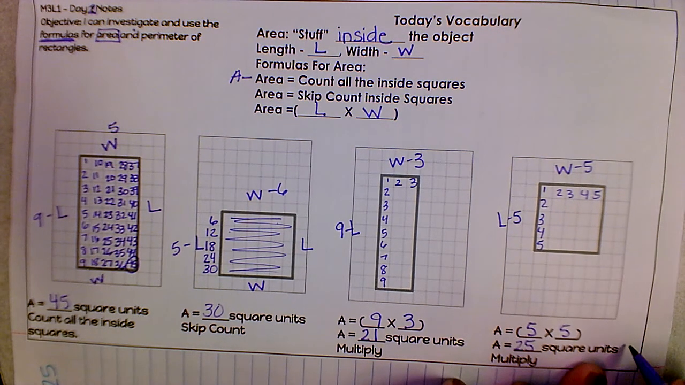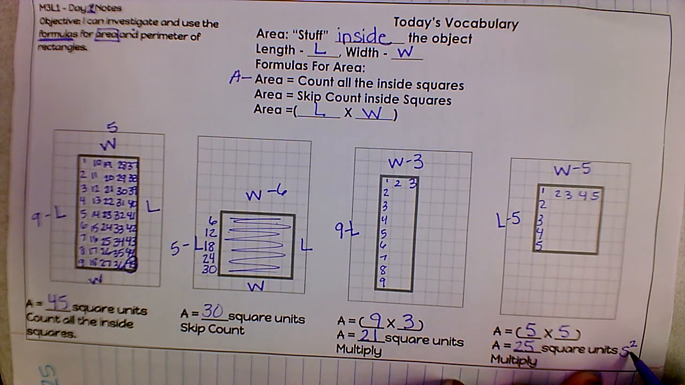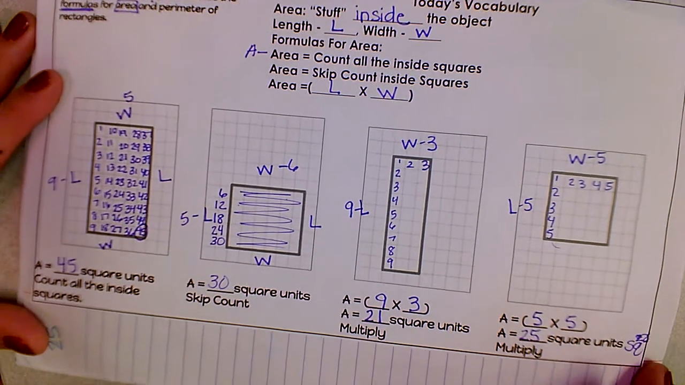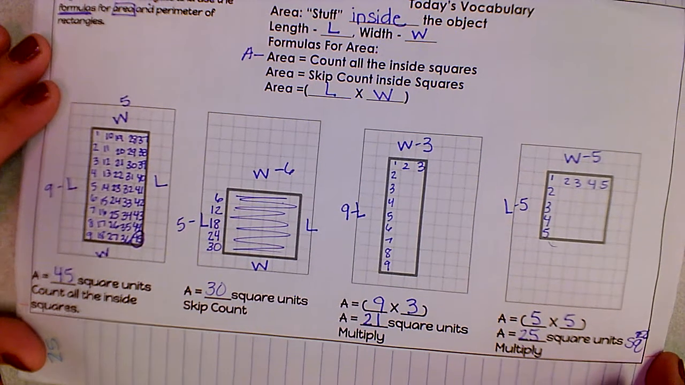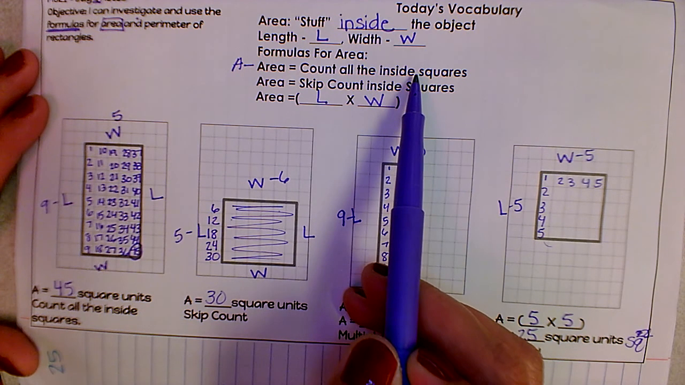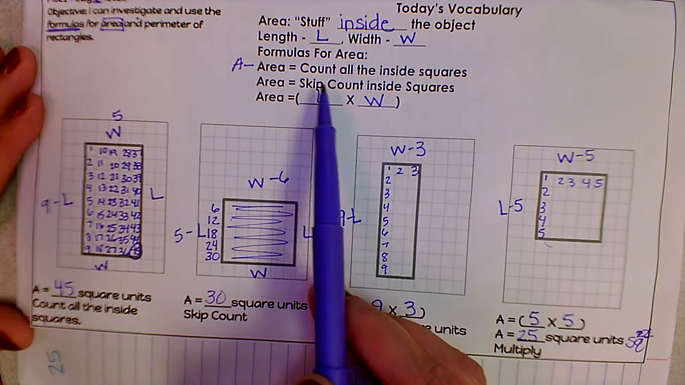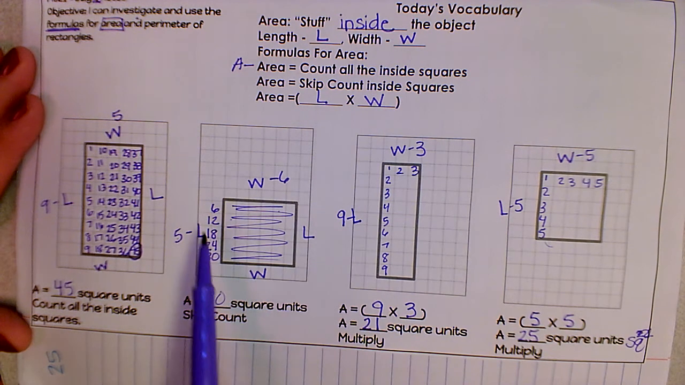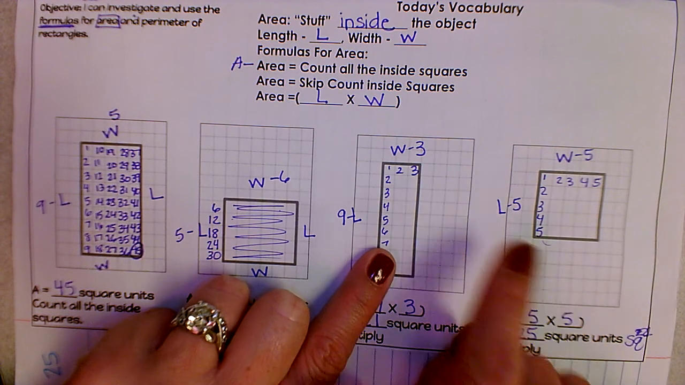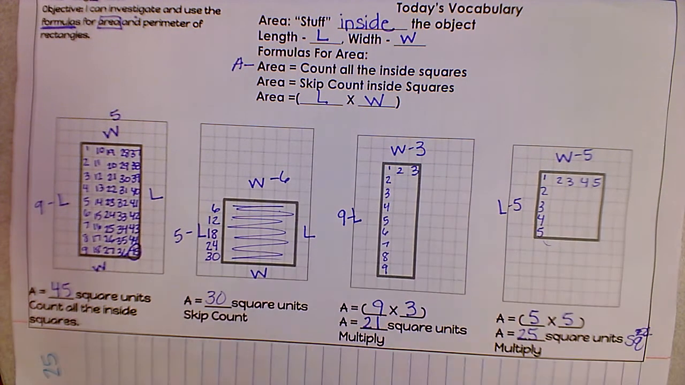Or you could also write SQ to the second, right? Because it's squared. Okay. So today we learned the different formulas for area. We could count all the inside of the square, count all that stuff inside that object. We could skip count inside the square, like we did here. Or we could easily use a formula of length times the width, like we did in these two.